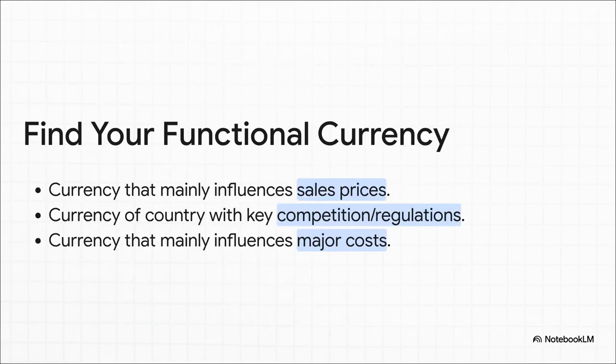And hey, this isn't just a random guess. The standard actually gives us a checklist. You have to look at the main economic forces that are pushing and pulling on the company. What currency are your sales prices really set in? What currency are you paying your biggest cost in? Things like salaries and materials. Answering these core questions points you to your one true functional currency.